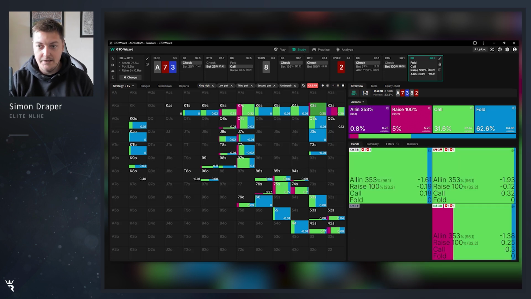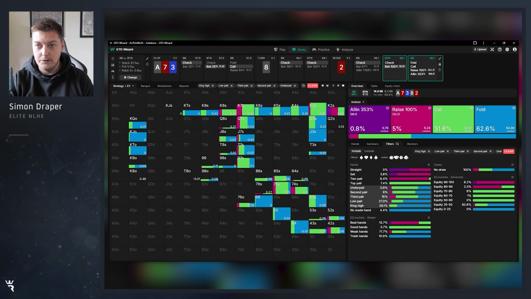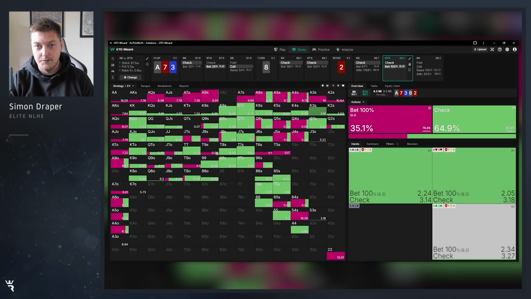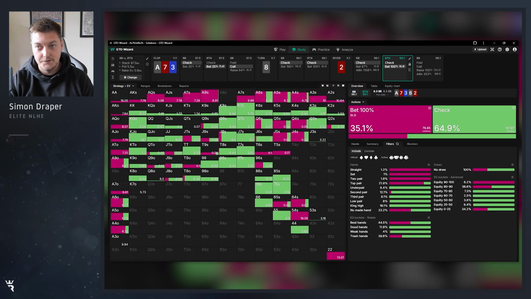But you can see a hand like king 3 is going to be probably one of the best bluff catchers we have, because it completely unblocks our opponent's bluffing region, as they're not meant to bluff king high, and it blocks value. It blocks ace 3, it blocks ace king. All right, so that's a very, very good bluff catching combo in theory.